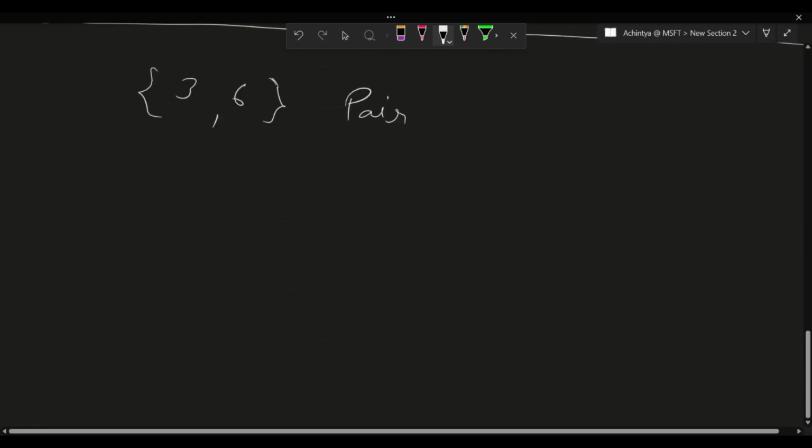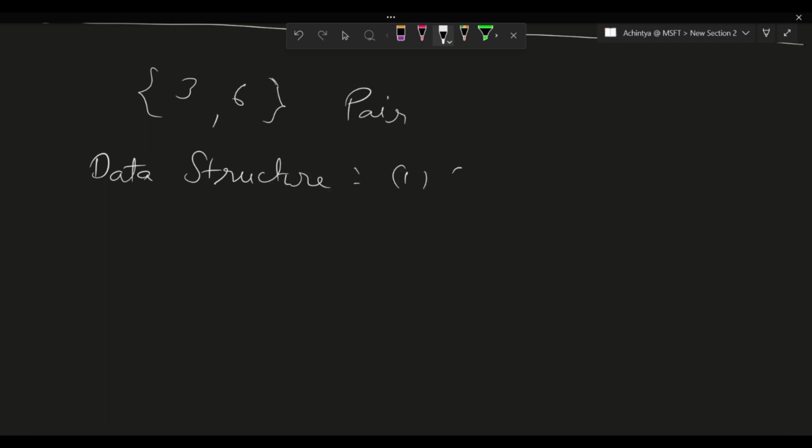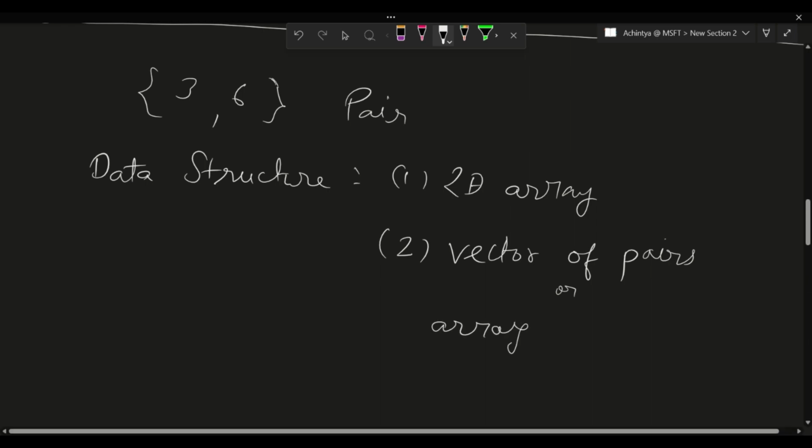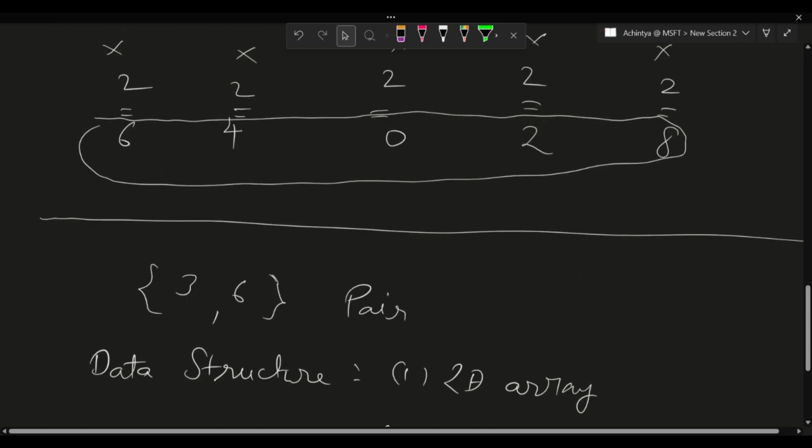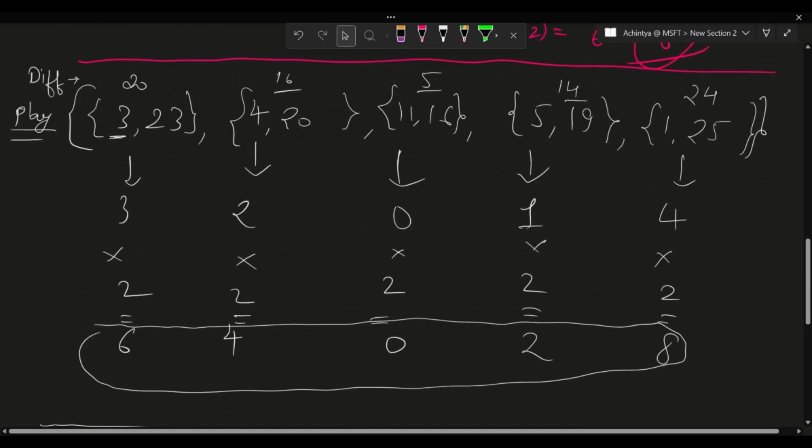So the data structure that can be used here is, one is a 2D array. Obviously, I won't deny it. But the optimized thing will be a vector of pairs, or you can call it an array of pairs. Both are the same thing. Okay, vector of pair, array of pairs. Fine, so this is the thing.